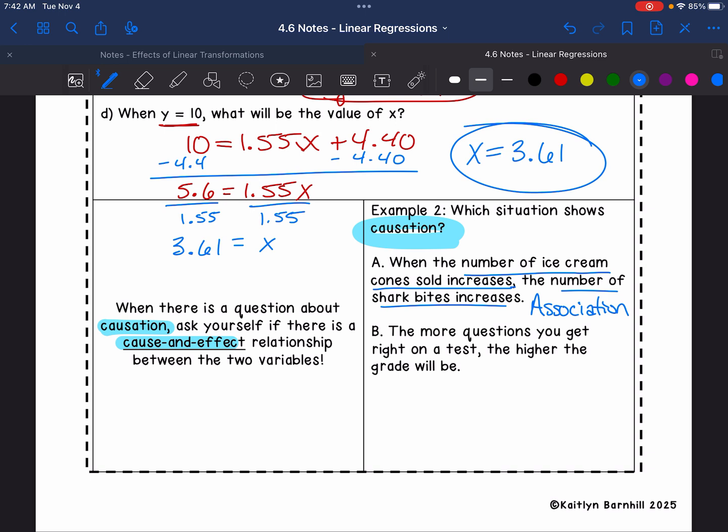On B, it says the more questions you get right on a test, the higher the grade will be. That is correct, right? The better you do on the test, the higher your grade's going to be. So this right here is a causation. This is a cause and effect. The number of questions you get right is causing your grade to increase. And so B is the one that shows causation.